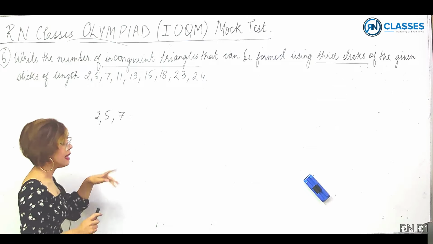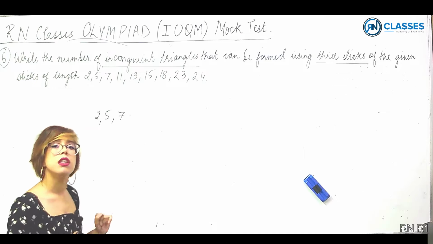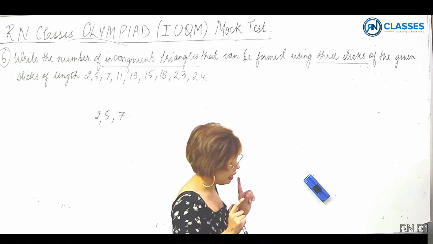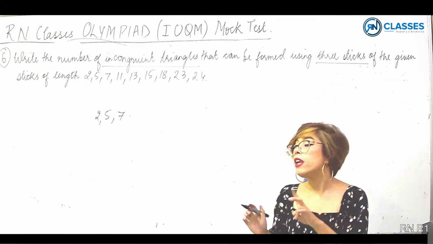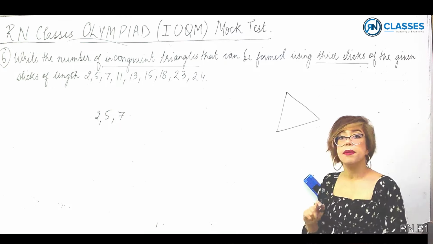2, 5, 7. Can you have a triangle whose sides are 2, 5, and 7? And now, mind it, we need to form a triangle. Now, I know the sides of a triangle obey a very special property, right?